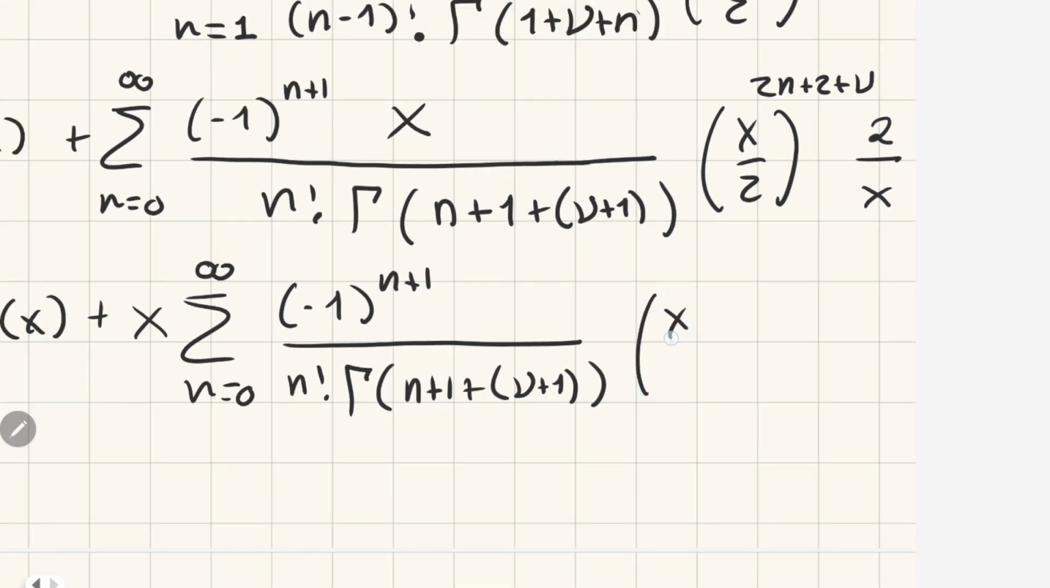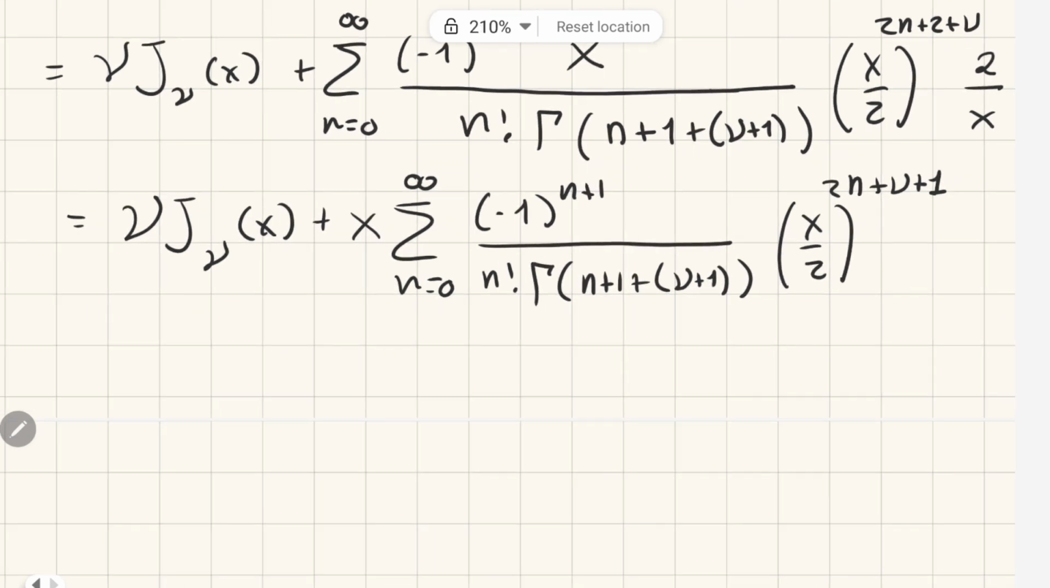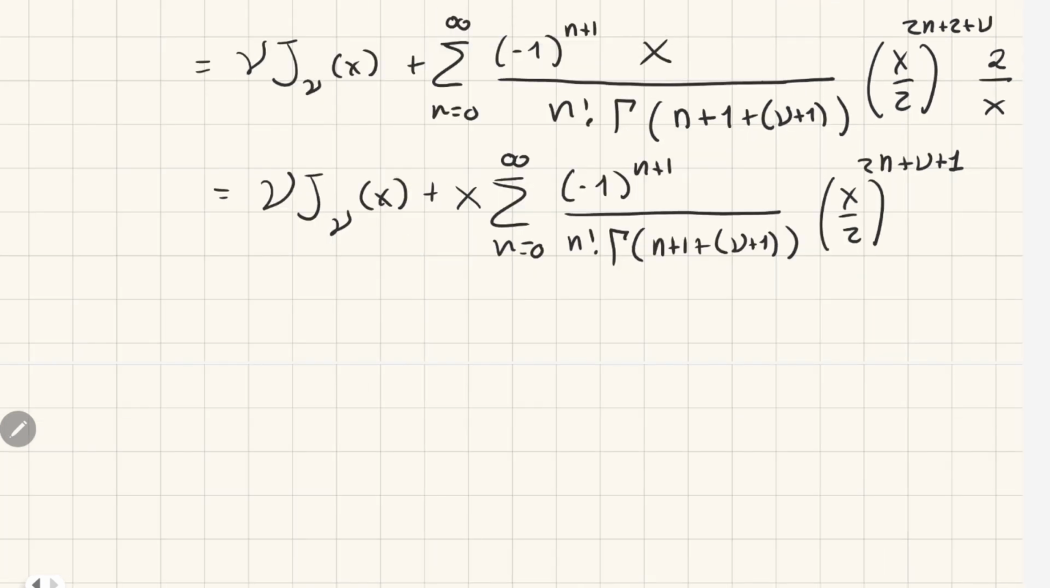So it will be x divided by 2 plus nu plus 1, right? And yeah, this is what we get. But notice that we have already constructed a very similar structure to what will be J sub nu plus 1 of x. This is not exactly the same, but it is almost this expression. So we just need to take out a minus 1 from here, right? And that is easy to do.